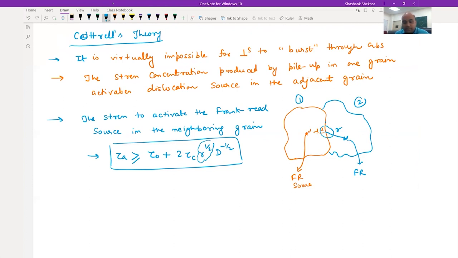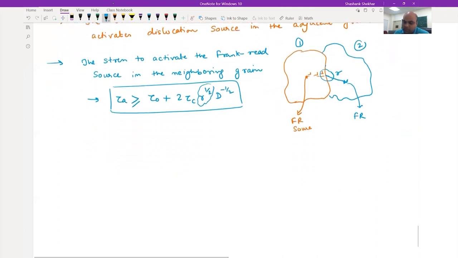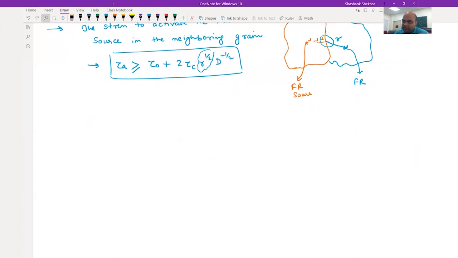Okay. So whether it is Cottrell theory or Hall-Petch theory, we just learned both are related to the diameter of the grains. And it says that decreasing the grain size will require a higher amount of stress for the plastic deformation. Okay. That means if you want to increase the strength of the alloy, you have to reduce the grain size. And that is what the Hall-Petch relation discusses.